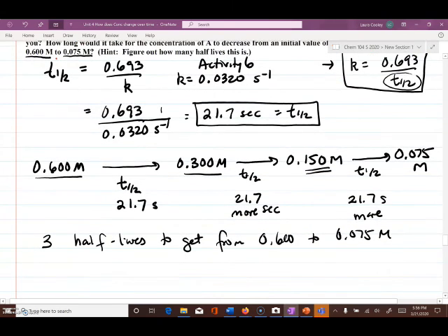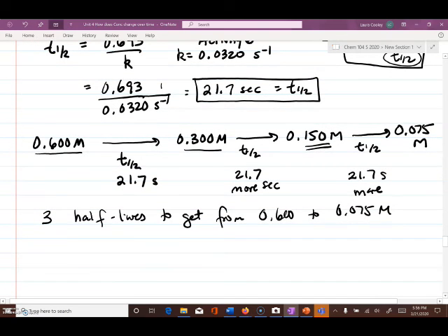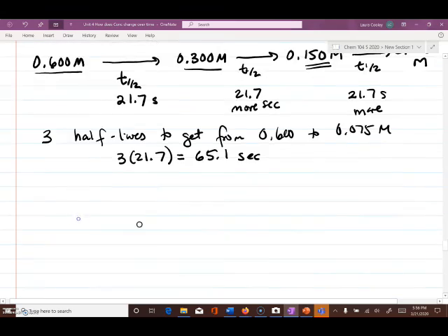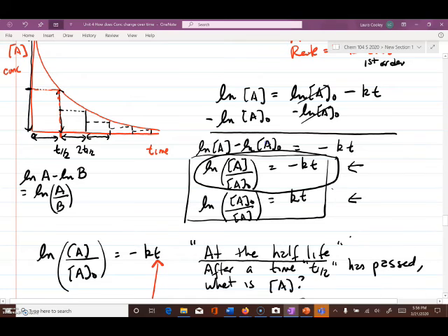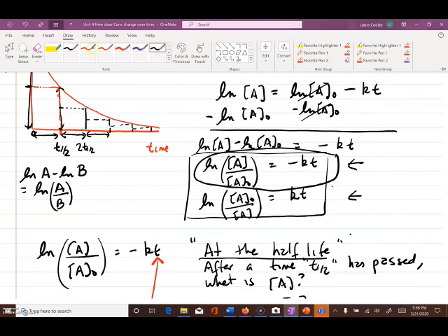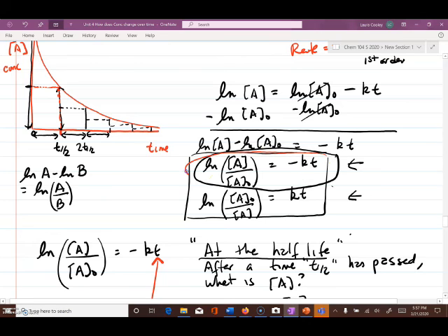Now, the numbers don't always work out so nice, but you can always solve the problem a different way. By the way, let's multiply this by 3 half-lives to finish the problem, and you get 65.1 seconds. You could also do this problem using the equation that I derived for you a little bit earlier. I'm going to use this one here. Let me recopy it.